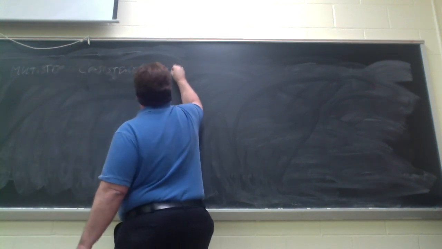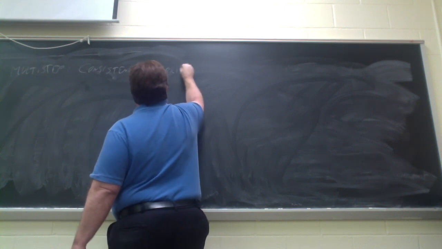Consistency and stability. We already talked about this for one-step methods: how you can check if a one-step method is consistent, what the order of accuracy is, and also whether a one-step method is stable. So now we just need the same criteria for multi-step methods.